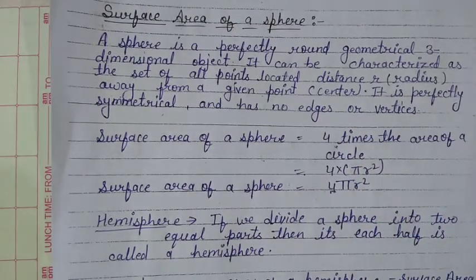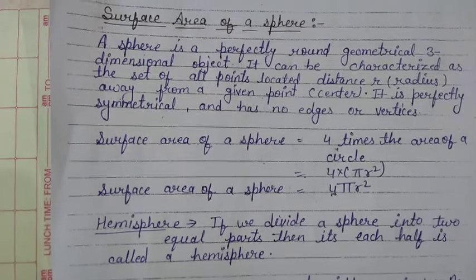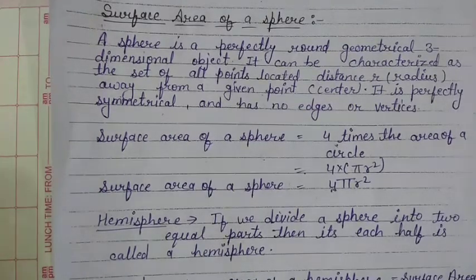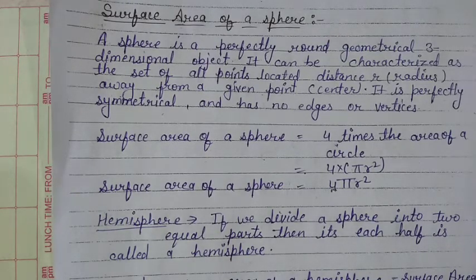Students, you can see the diagram of a sphere in your book perfectly. When you see the diagram of this sphere, you can see that the surface area of a sphere is exactly equal to the area of four circles. So firstly we will derive the surface area of a sphere. Surface area of a sphere is equal to 4 times the area of a circle.